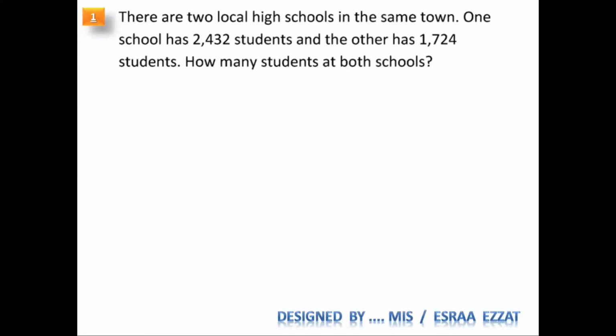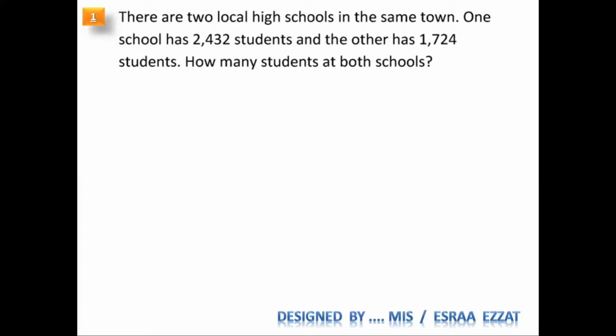Let's take the first word problem in our lesson. Here we have a word problem. There are 2 local high schools in the same town. One school has 2,432 students, and the other has 1,724 students. How many students at both schools? Here, to solve this problem, we must remember the 3 steps that help us to solve any word problems. At first, we will read the problem carefully and then circle the keywords and underline the numbers.